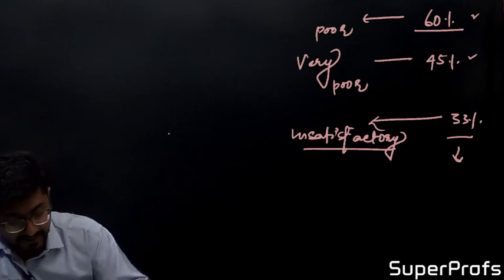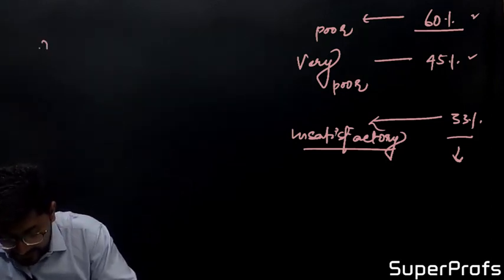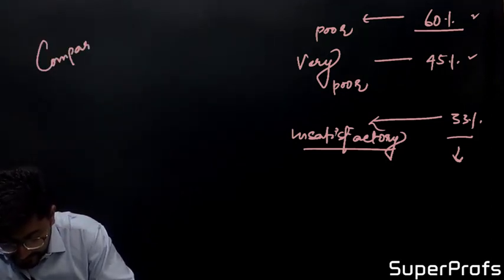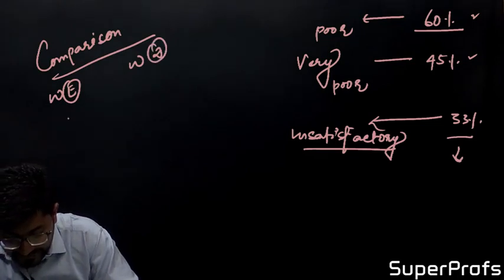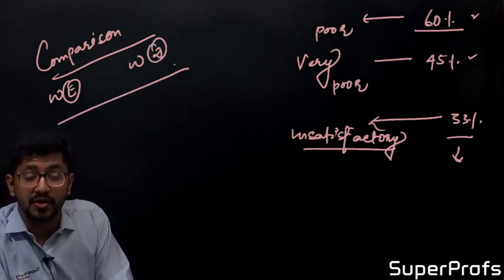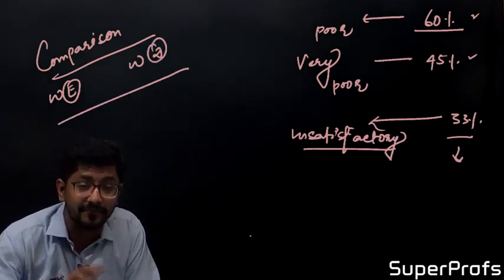So the difference, I am writing again here, that comparison between the work expected and work done is known as performance. So these are the three terms: strategic performance management.